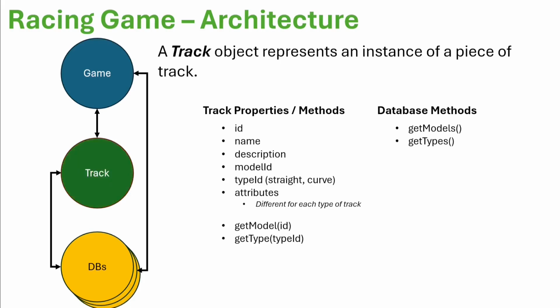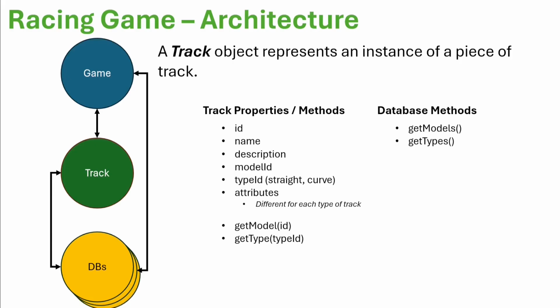Same thing with the track. The game will communicate straight with the track. Track will communicate with the DB. And each of the different tracks will have what type of track it is, a straight or a curve. That's really only the two different types, a straight and a curve. And you have multiple curve types too, which we'll get into a little bit later on. And of course, it will have database methods for getting the models, the types.